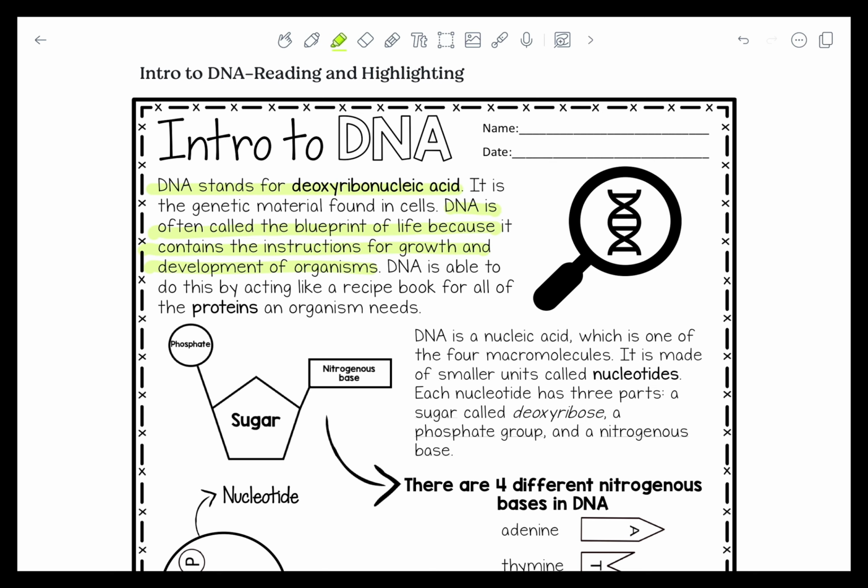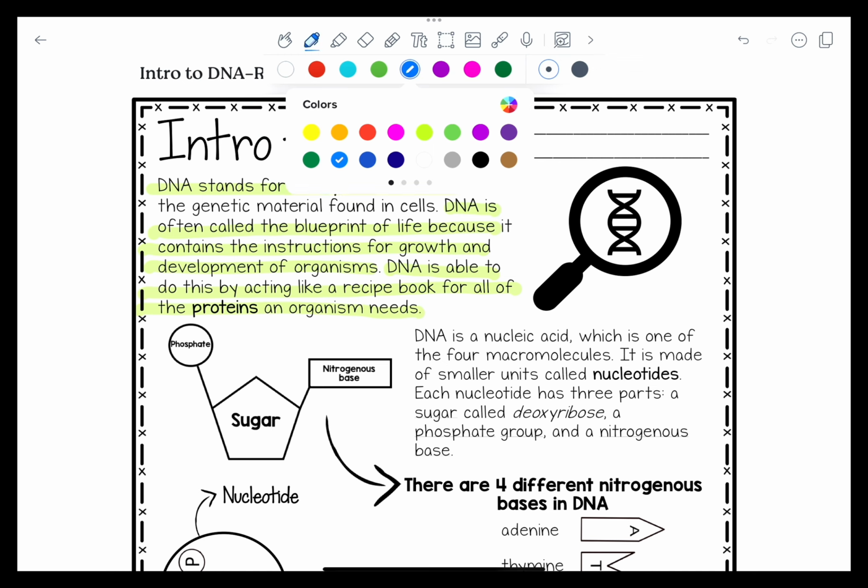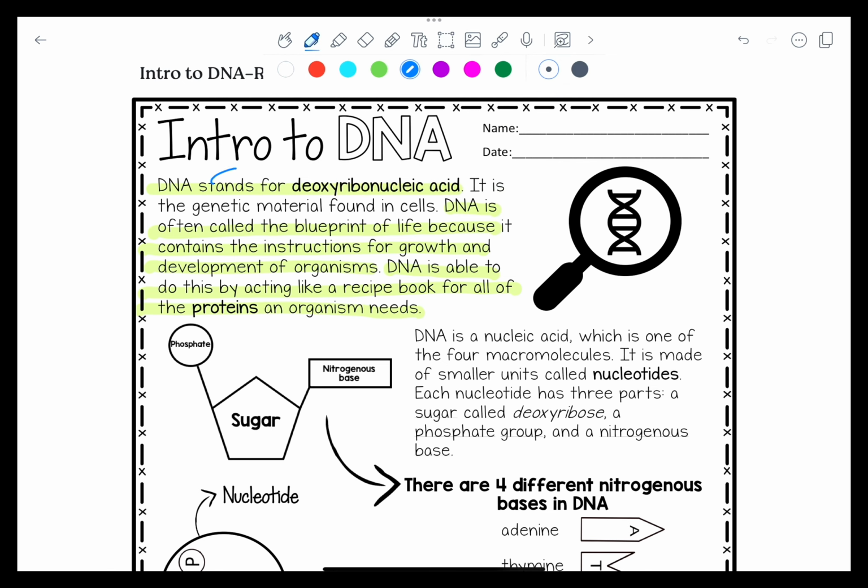And finally, this last bit where DNA is able to do this by acting like a recipe book for all of the proteins an organism needs. So we ended up highlighting a lot of that paragraph, but there's a lot in that paragraph that's a really big deal, okay? And if you want to, you can go ahead and annotate it as well. So maybe if we annotate this in blue, you might write something like, for this first highlight, this is the definition. I'm not going to annotate all of this. This is something that you do your own annotations or not. I tend to annotate everything when I highlight, but we'll get to that.